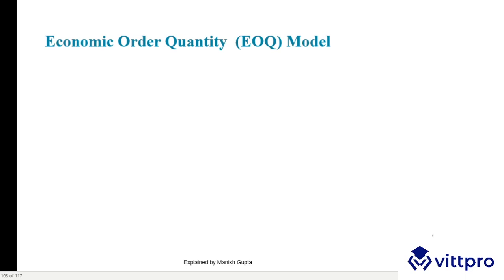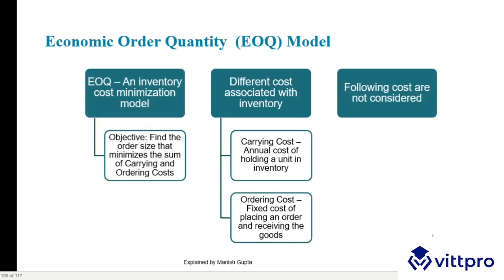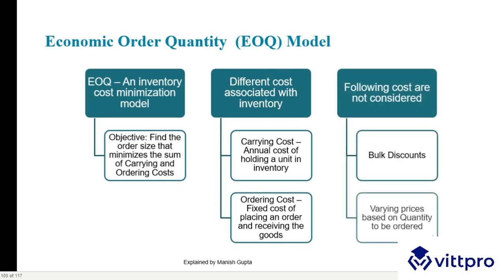Companies can always calculate the economic order quantity, how much is the normal order they have to maintain if they want to optimize the cost of ordering and cost of storage. So that model basically works like this. We identify the cost associated with the inventory, but we don't really consider the bulk discounts, and also the varying prices based on the quantity to be ordered. So we have a fixed price of the inventory. If there are bulk discounts available, then the economic order quantity model will not work for you, right?